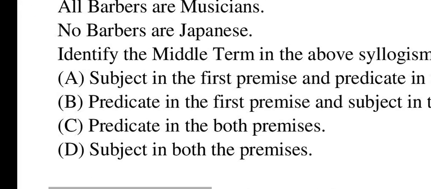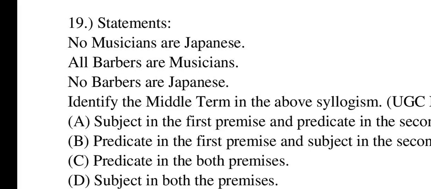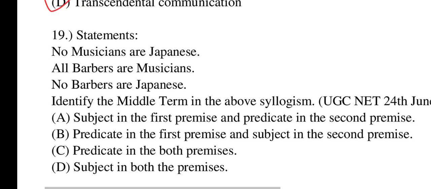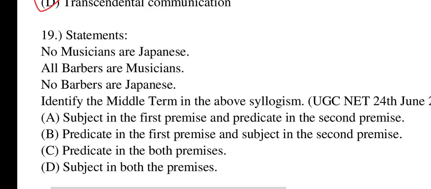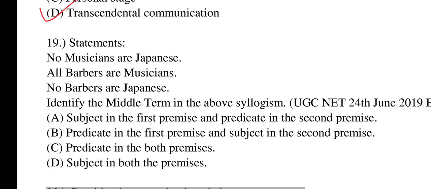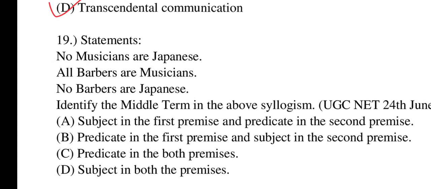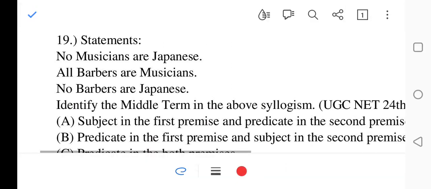Question 19 says, the statements are like this. No musicians are Japanese. All barbers are musicians. No barbers are Japanese. Identify the middle term in the above syllogism. A, subject in the first premise and predicate in the second premise. B, predicate in the first premise and subject in the second premise. C, predicate in both premises. D, subject in both premises. Number 19, A will be correct: subject in the first premise and predicate in the second premise.